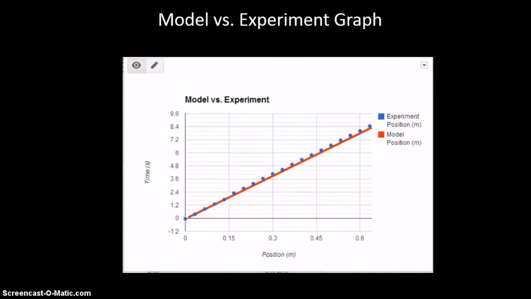After I got the data from the Tracker and VPython model, I plotted the position versus time data from both. Here you can see the data from the experiment is shown by blue dots and the data from the model is a red line. The model is extremely accurate at the beginning of the graph. However, as time progresses, it becomes less and less accurate.